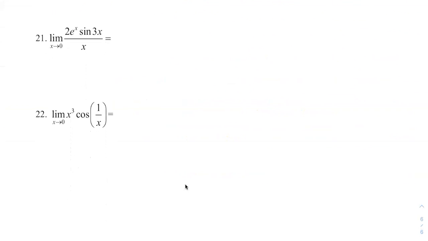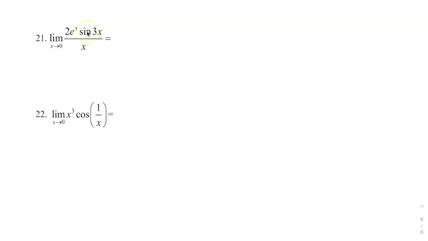We're not done. We've got more to do. This stuff's fun. Next one. Limit as x approaches 0 of 2e to the x sine 3x over x. So plug in 0 first. Sine of 0 is 0. So it's going to be all 0, and that's a 0 on the bottom. So that's not going to work.